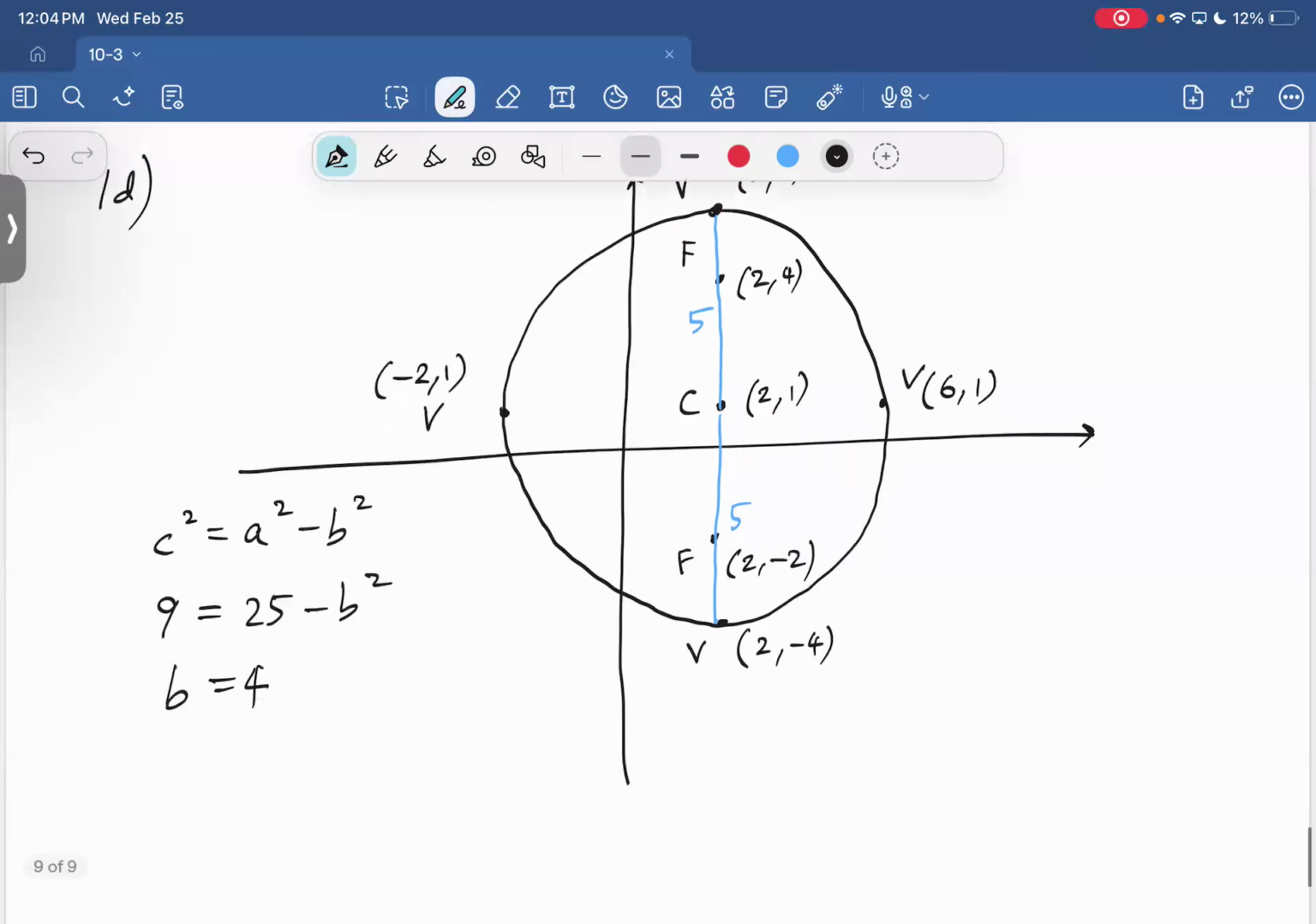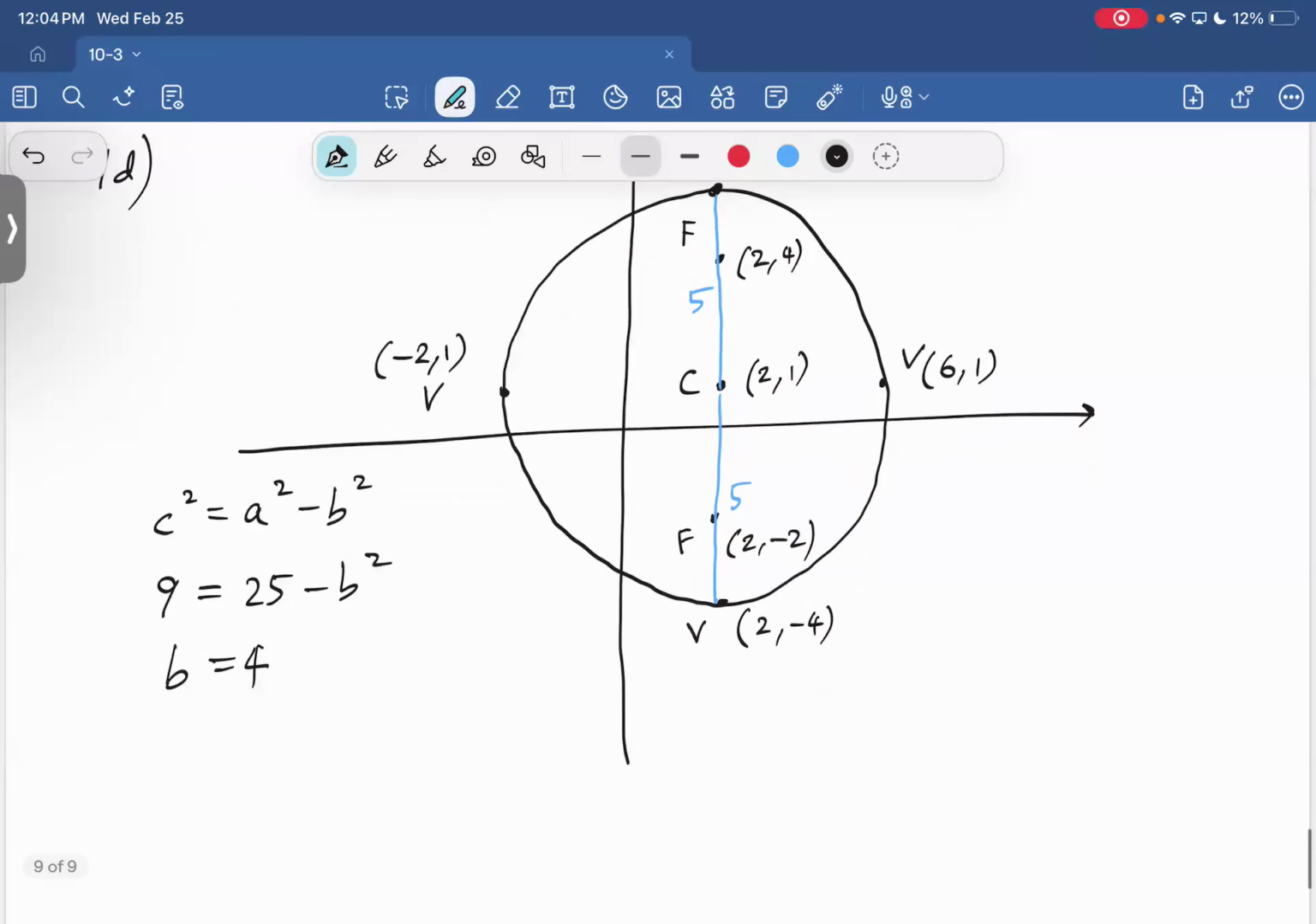Okay, so now we can find the standard form of the ellipse. So I'm going to write the numerators. Those are pretty easy, right? It's going to be x minus h. So I'm going to look at the coordinates of the center, which are (2, 1). So I know my numerators are going to be x minus 2 and y minus 1. Okay.